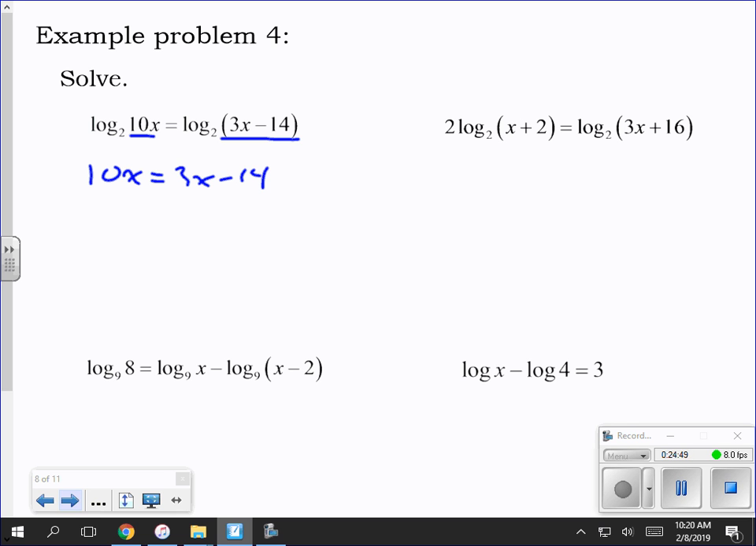And I have to solve that. Subtract 3x, and I get 7x equals negative 14. Divide by 7, x equals negative 2.